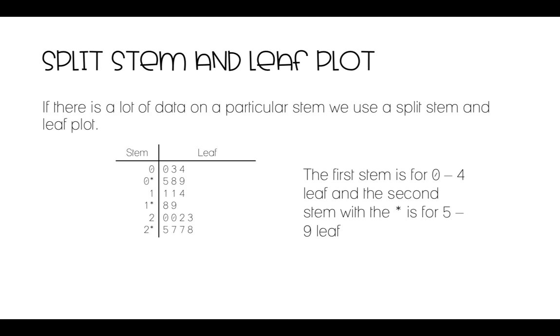Let's look at a split stem and leaf plot. So if there's a lot of data on one particular stem that would make it too long, we do a split stem and leaf plot. So what we do is we're splitting the stem into 2 and putting half the leaves on one and half the leaves on the second one. So you can see here we've got 0, I should have put a 0 there, but 0, 3, 4, 5, 8, 9. So the first stem here is for 0 to 4 leaf. So you can see 0, 3 and 4. And the second stem with the asterisk is for 5 to 9 leaves. And that's how we do a split stem and leaf plot.